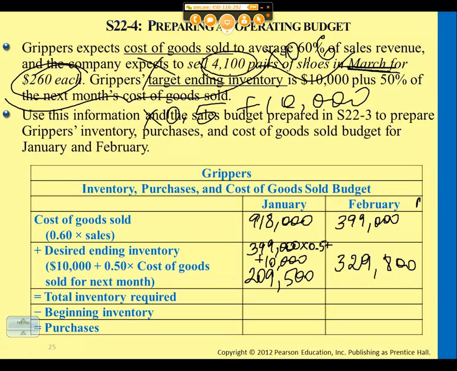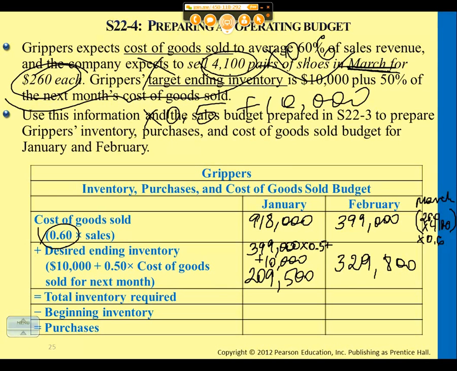So you make this column as well for March, and we know that it's 0.6. So we take 260, multiply it by 4,100, then multiply that by 0.6, because it says so here. Is this clear, how we get the cost of goods sold? And then the next step, we'll use this number to calculate the desired ending inventory. Does it make sense?